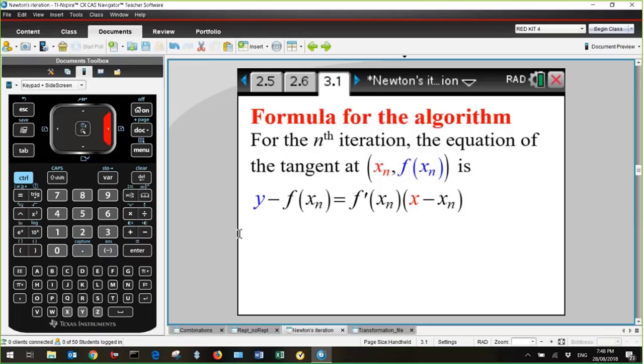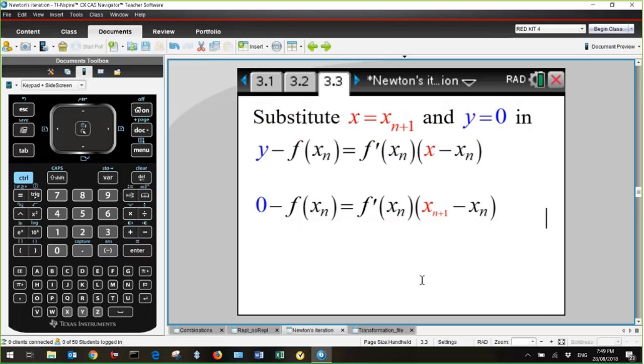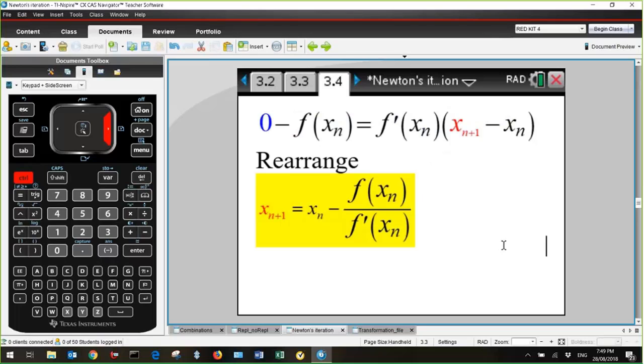Now the tangent will intersect the x-axis at a point xn plus 1, 0. If I substitute those values into the equation, so I replace the y with 0 and the x with xn plus 1, I get the last equation there, and then I just rearrange the equation, and I get that the next iteration, xn plus 1, is equal to xn minus f of xn over f dashed of xn.